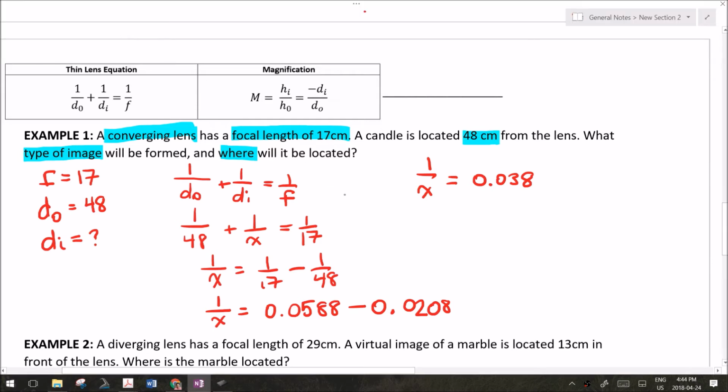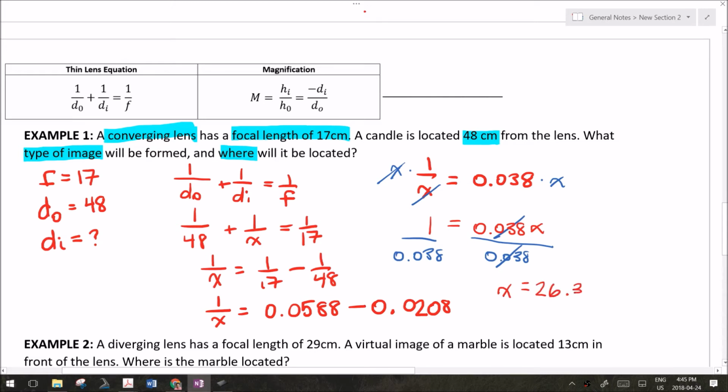In order to do that, I will multiply both sides of my equation by x. So those x's eliminate. And I'll be left with 1 equals 0.038 times x. So to solve for x, I will divide both sides by 0.038. And in this case, x is equal to 26.32. And I will keep only 2 decimal places in my final answer.